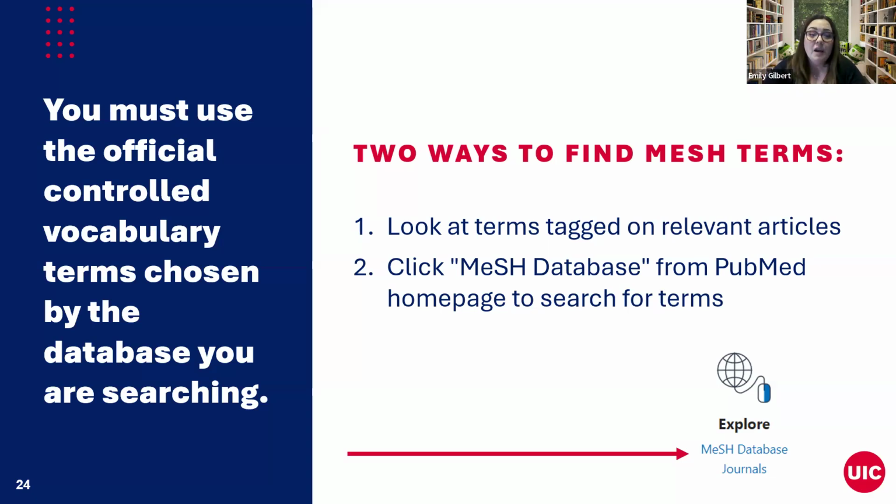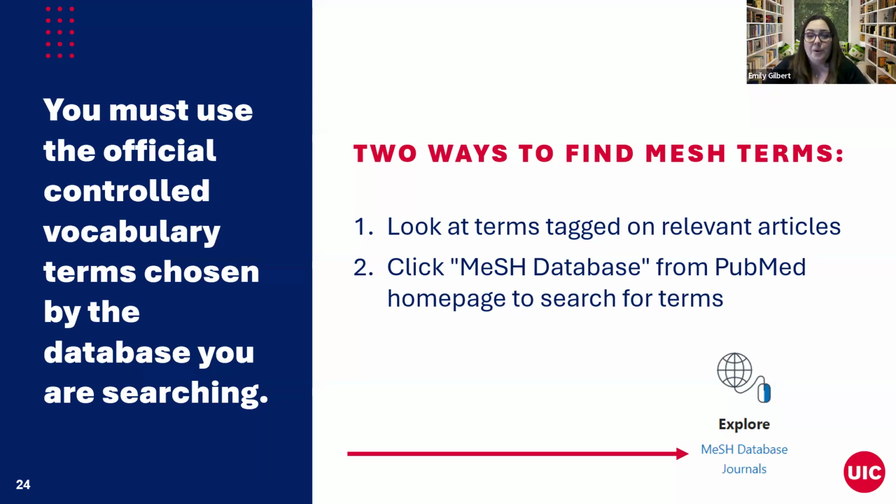So in PubMed, you can, of course, look at the terms that are tagged on relevant articles. I just showed you how to do that, where you're looking at the record of the title, the abstract, all the author and journal information, and you scroll down and click on MeSH terms on the right, and that'll jump you down to where the MeSH terms are. So that's one way you can do it. You can also click on MeSH database from the PubMed homepage and manually search for terms. That's okay too. Sometimes that's really helpful because you may find other related terms that you wouldn't have seen otherwise.